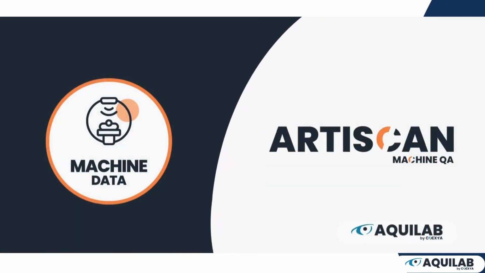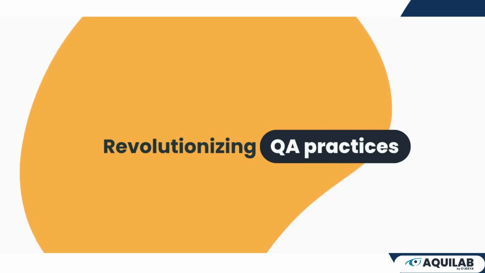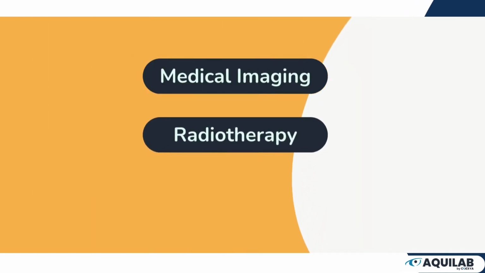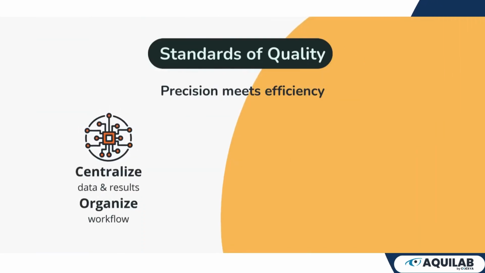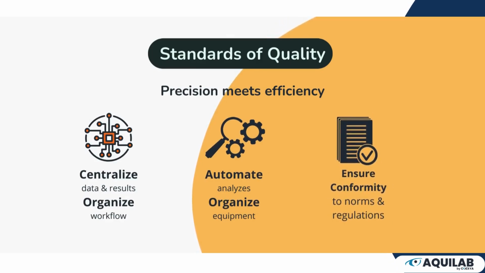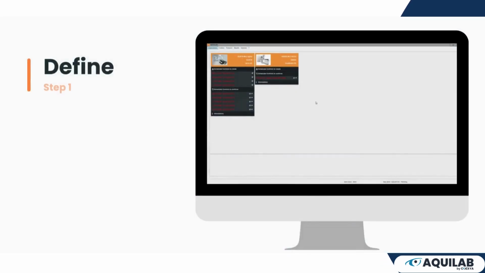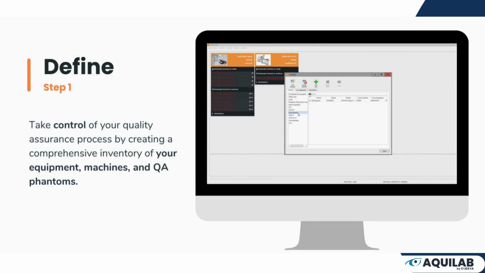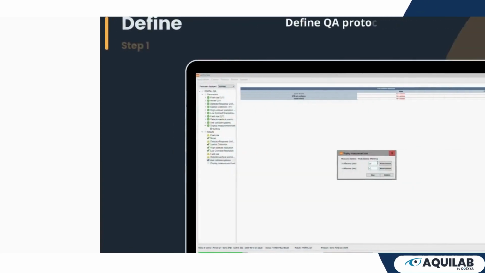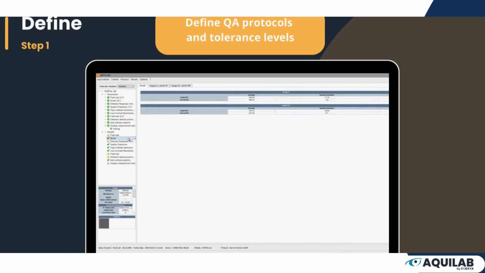Welcome to ARTISCAN Machine QA, the cutting-edge solution revolutionizing quality assurance practices in medical imaging, radiotherapy, and nuclear medicine. Step into a world where precision meets efficiency. With ARTISCAN, you're empowered to ensure the highest standards of quality across all your equipment. Let's embark on a journey through our 4-step solution. Step 1, define. Take control of your quality assurance process by creating a comprehensive inventory of your equipment, machines, and QA phantoms. Define QA protocols and establish related tolerance levels to align with your specific needs.